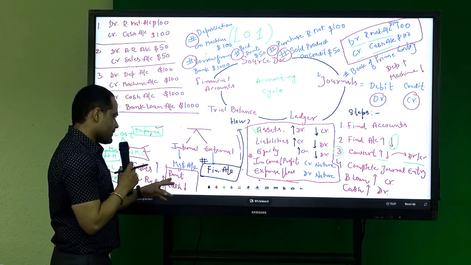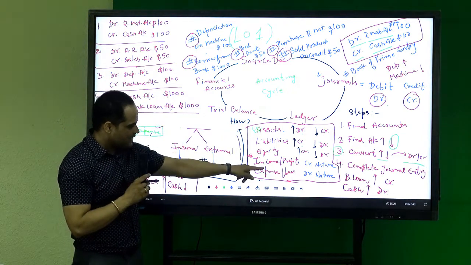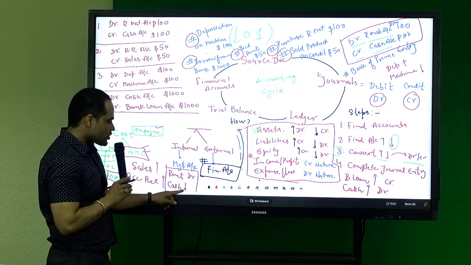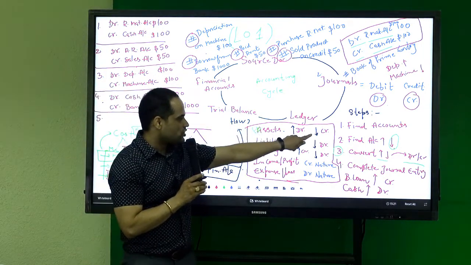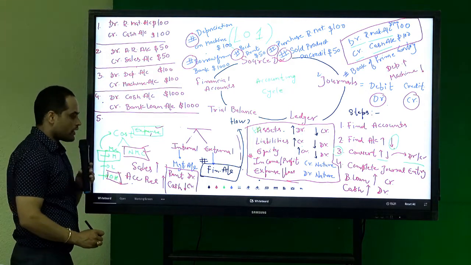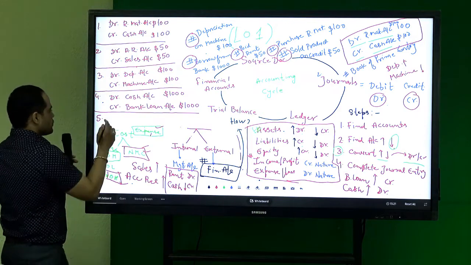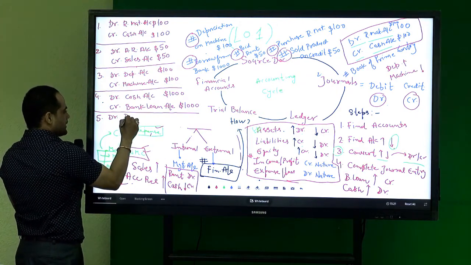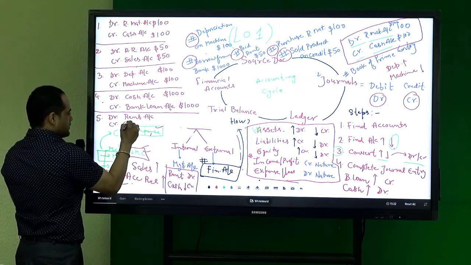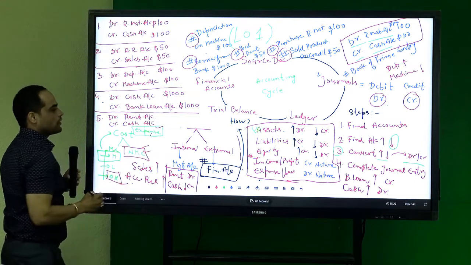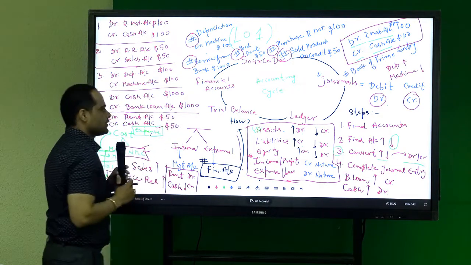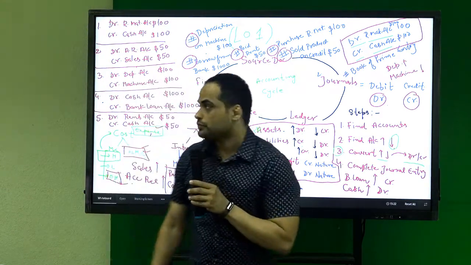So, rent is your expense, and expense has a debit nature. Right? So, rent, debit. Cash decrease. Cash is your asset. So, cash decrease, asset decrease means credit. Credit. Alright? So, that's the journal entry for the last one. Alright? So, debit rent account, credit cash account. Right? Amount is $50. That's all. That's all for journals.